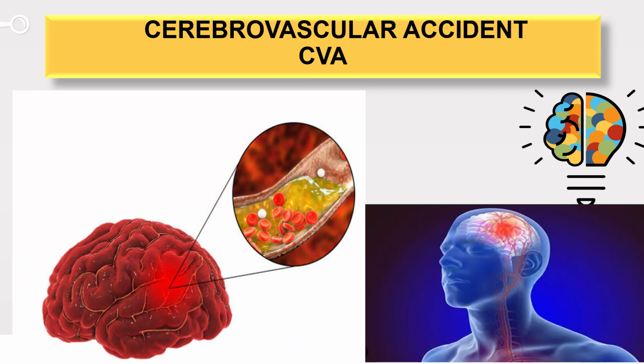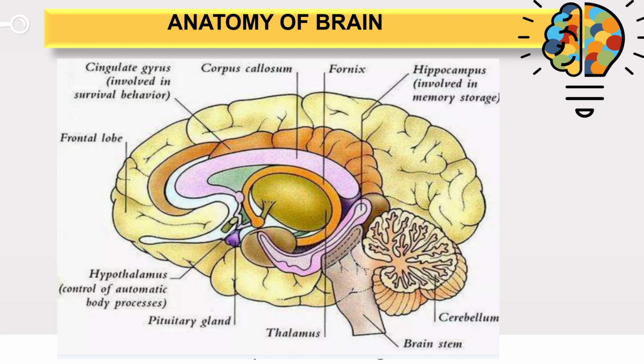Today we will talk about one of the very critical topics, that is CVA and nursing management of a patient with CVA. Before that, we will go into the anatomy of the brain. This is just a small glimpse of our brain and its main parts. This area is your thalamus, this is your hippocampus, and this area we call the cerebellum. This is your brain stem.